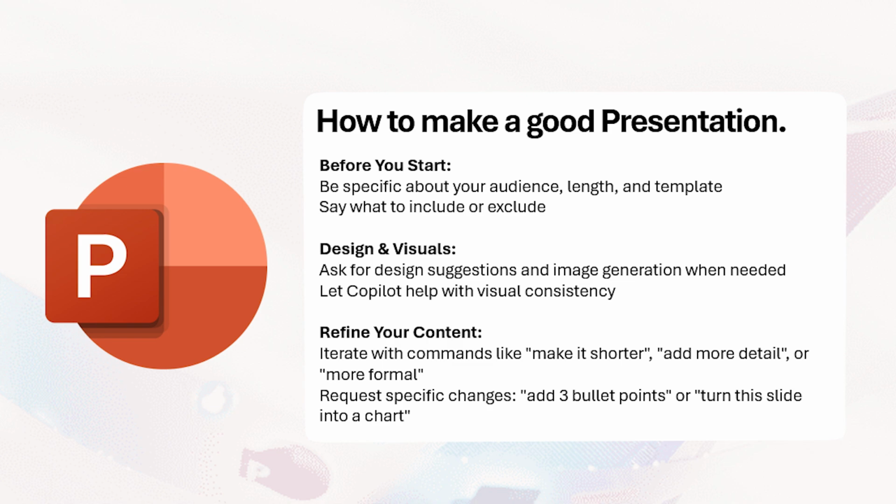But here's where it gets even better: iteration. Your first draft probably won't be perfect, and that's totally fine. You can tell Copilot to make it shorter, add more detail, or change the tone to be more formal or casual. You can get really specific too. Add 3 bullet points there, or turn this slide into a chart. Copilot will keep refining until you're happy with it.